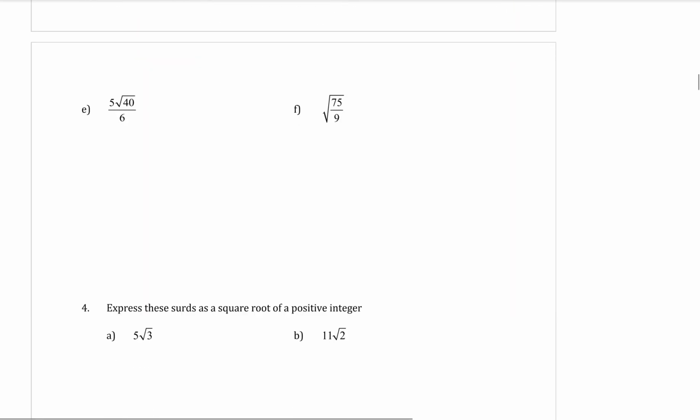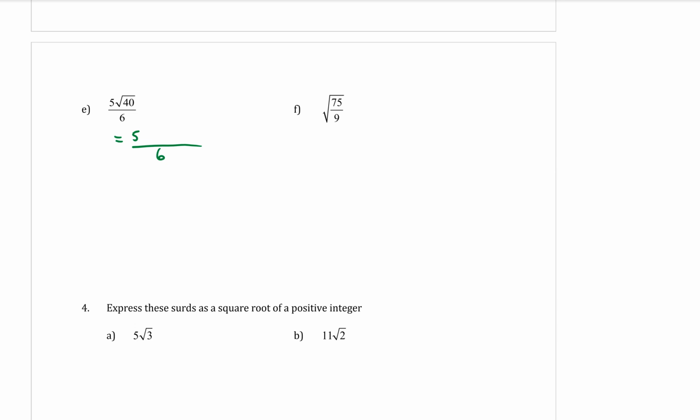Next page. Don't worry about the other numbers there. For the time being, focus on simplifying the surd. So let's leave the 5 and leave the 6. Okay, I'm going to leave those numbers there, and I'm focusing on that square root of 40.